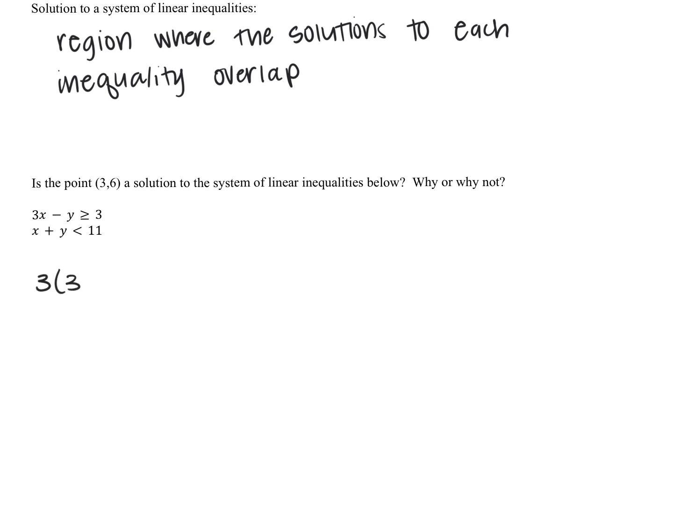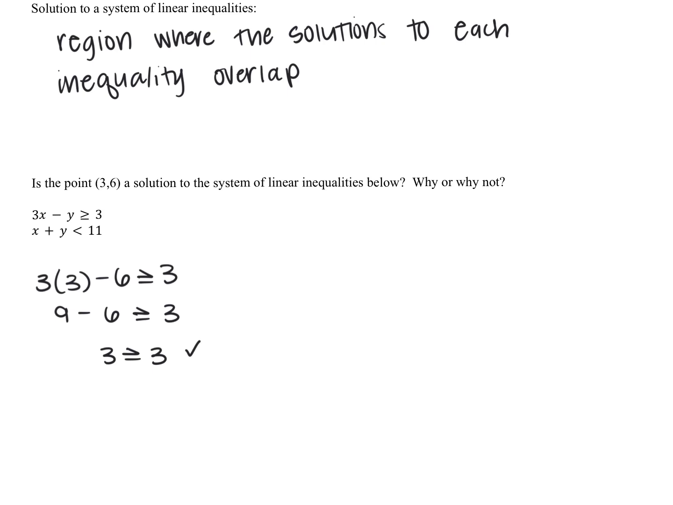So 3 times 3 minus 6 has to be greater than or equal to 3. 3 times 3 is 9, minus 6 greater than or equal to 3. 3 greater than or equal to 3. Because I have an equal to here, I can say that that is a true statement. 3 is greater than or equal to 3.